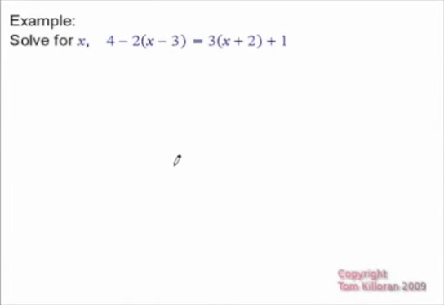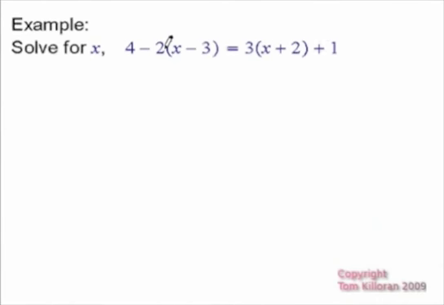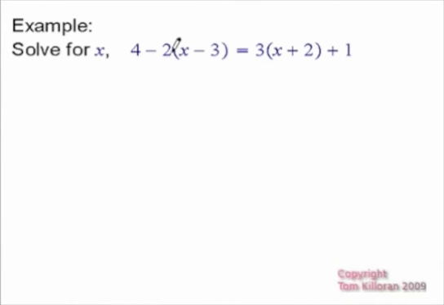Simple example of a linear equation. The only reason I want to do this simple one is to get rid of some of the mistakes that are commonly made. Number one, you cannot subtract 4 minus 2 to begin with. The operation connecting the 2 to the x minus 3 is multiplication, so that has to happen first.